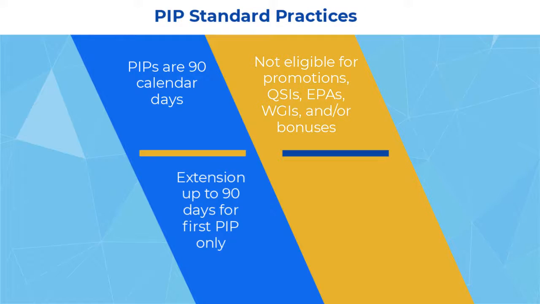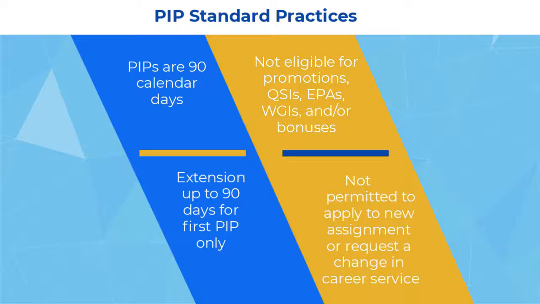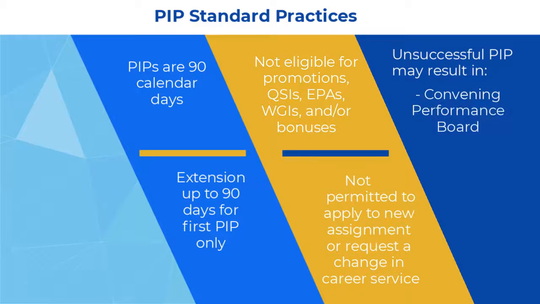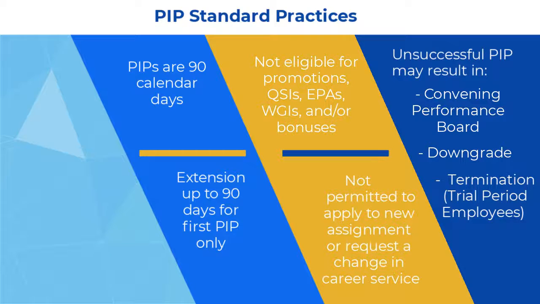An employee on a PIP is not permitted to apply to a new assignment or request a change in career service. In rare cases, the career service may direct the employee to a more appropriate assignment. If PIP requirements are not met, the sub-career service head may request to convene a performance board, or the career service head may decide to downgrade the employee without salary retention. If the employee is in their trial period, directorate heads may request termination to the associate director for talent.